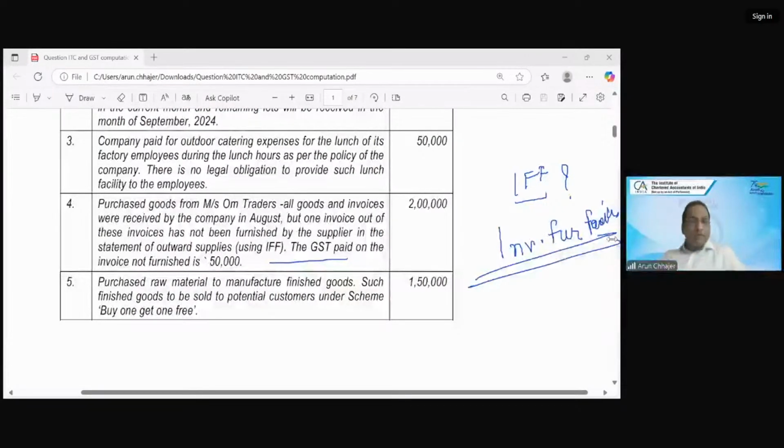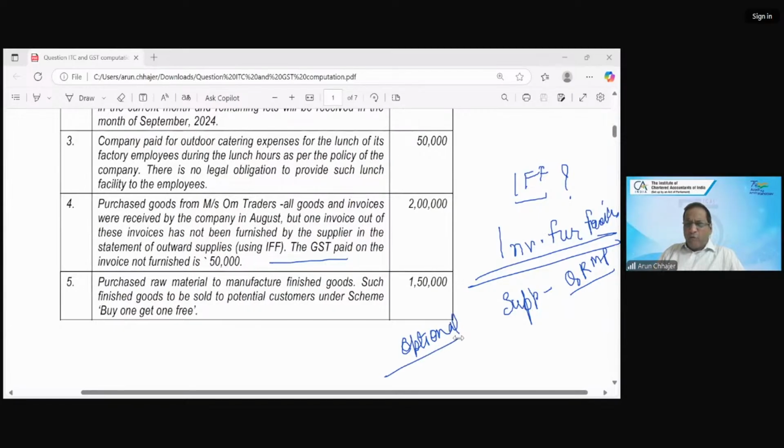The supplier who has opted QRMP. Is it mandatory or optional? Answer is optional.